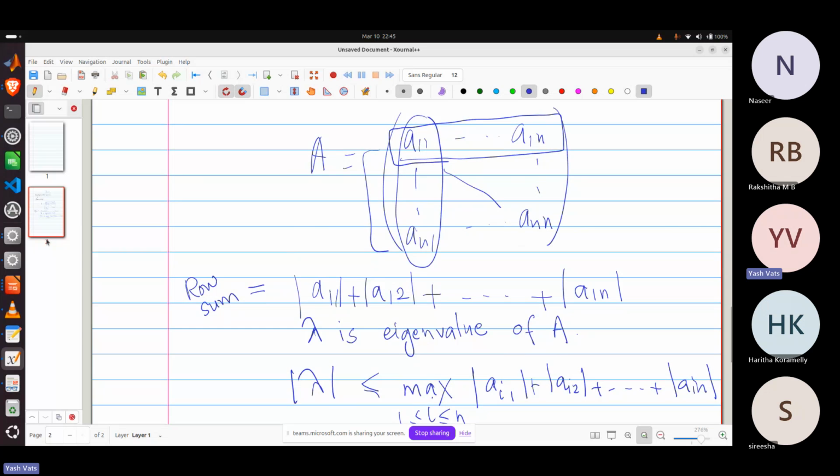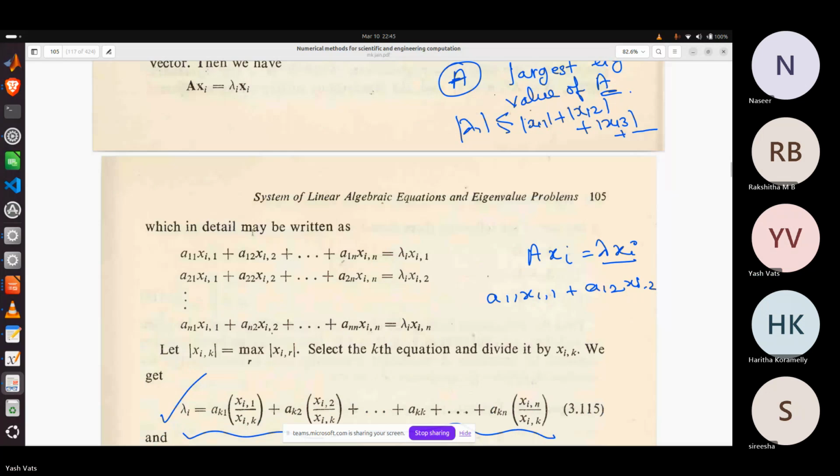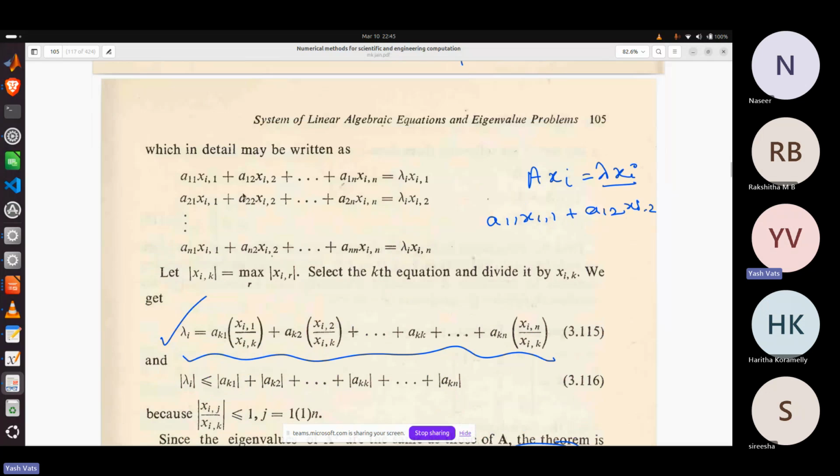So how do they get that? Just see that once. Since lambda is an eigenvalue of A, let x be the corresponding eigenvector. Then you write Ax equals lambda times x, because lambda is the eigenvalue and x is the eigenvector. Written in detail, x is multiplied with the matrix, so you get n equations in the system, where |xk| is the maximum over |xi|'s.